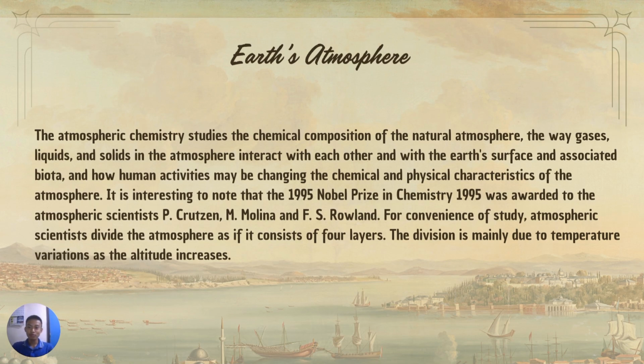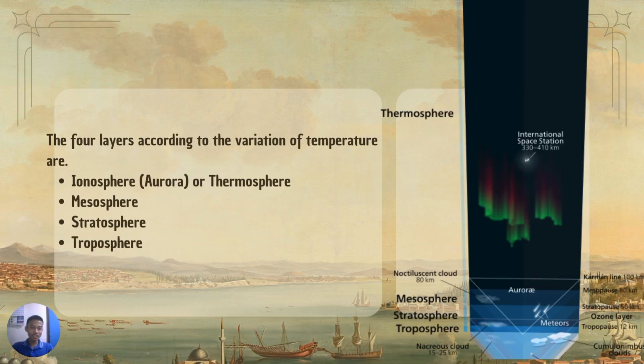Earth's atmosphere. Atmospheric chemistry studies the composition of the atmosphere and the interactions of gases, liquids, and solids with the air, Earth's surface, and organisms, including the effects of human activities. The atmosphere is divided into four layers based on temperature changes to simplify the study and understand processes within each layer. The four layers, according to the variation of the temperature, are ionosphere or aurora or thermosphere, mesosphere, stratosphere, and troposphere.